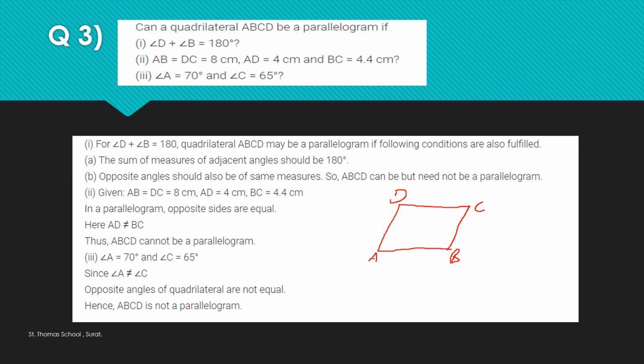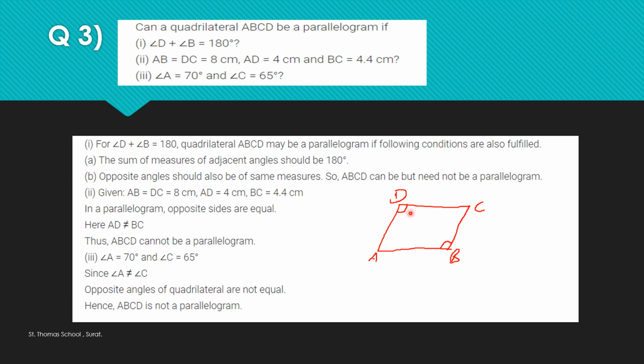Clear? And if angle D plus angle B, that is, this angle plus this angle, is 180 degrees, can we say it is a parallelogram? The opposite angles should be of the same measure. So the first property is that the sum of the measures of adjacent angles should be 180 degrees. That property I already explained. If the adjacent angle sum is 180 degrees, we can say it is a parallelogram. So either angle A plus angle B is 180 degrees, or angle B plus angle C, or angle C plus angle D, or angle D plus angle A is 180.